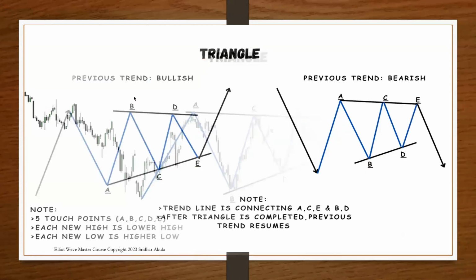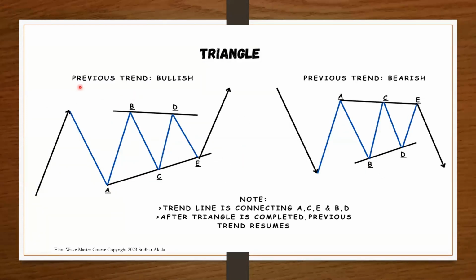Now, let's look at the structure. If the previous trend is bullish, 99% chances the market will trend bullish again after the triangle is made. So it's very important to understand not every consolidation is a triangle. You have these specific rules. Each low is a higher low, each high is a lower high, right?